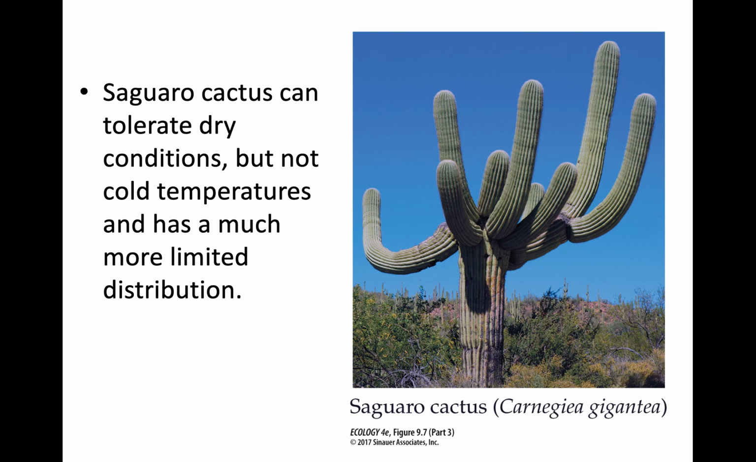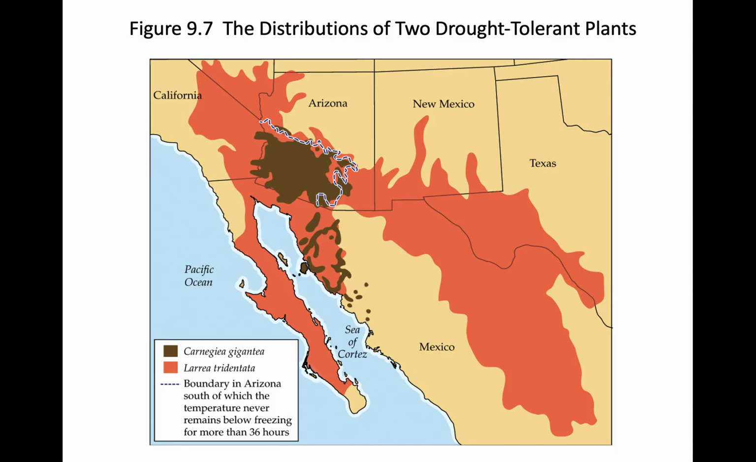The saguaro cactus can tolerate dry conditions fairly well, but it's very sensitive to cold temperatures. So its distribution is going to be much more limited in where it can survive compared to creosote. Does that make sense? I'll show you a map of the two of them together. Let's see if you can decide which is which. It might help if I point out to you this boundary in Arizona, south of which the temperature never remains below freezing for more than 36 hours. You'll notice that below that line is where we find which species. Saguaro. And you can see that creosote is much more widely distributed.